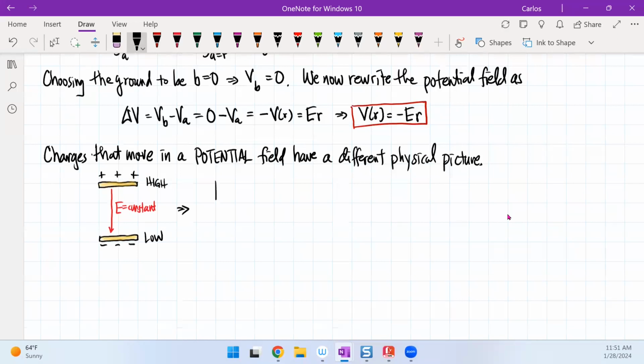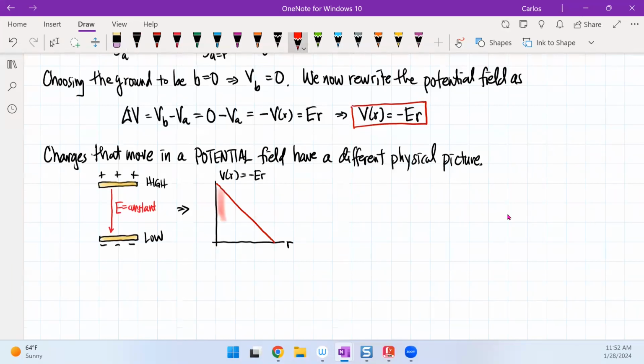If I plot the potential function, you could see that our low here is going to be the ground, but it starts up at this height right here, and it goes down linearly. Why does it go down linearly? Because you could see that this is proportional to minus R.